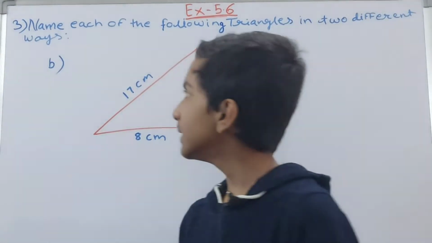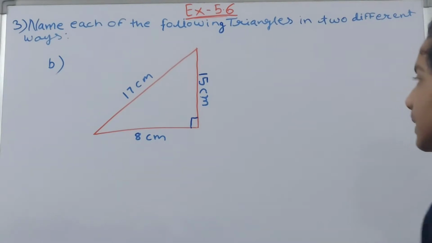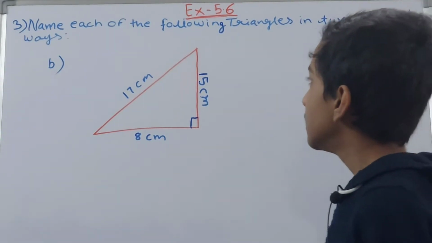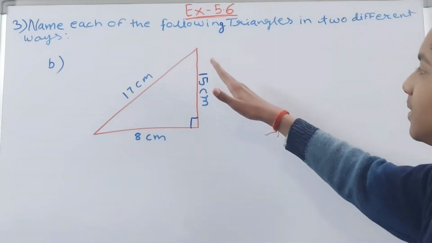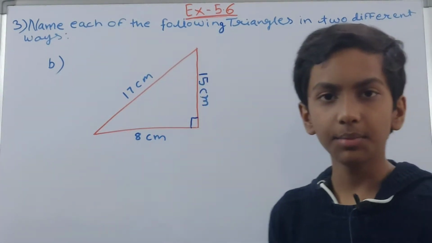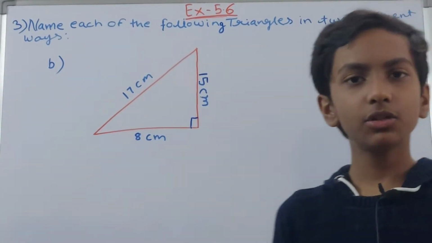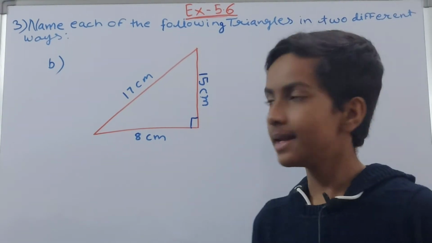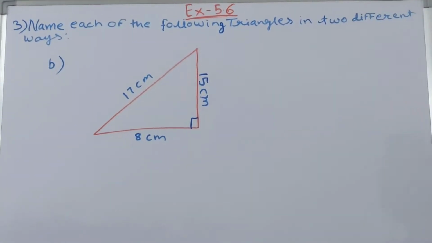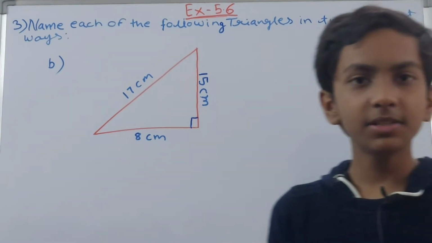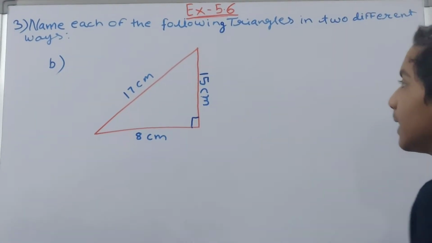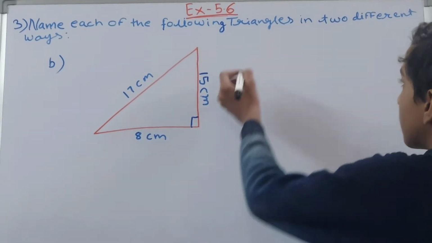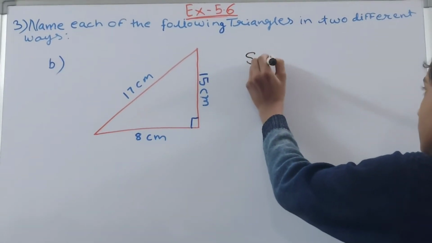Okay, let us come to the next part. Next part is this one. Now in this, if you see the sides first, what can you see? The sides measure 17 centimeters, 15 centimeters, 8 centimeters. So that means the measures of the sides are different, which means the measure of all three sides is unequal. Then in that case, it is a scalene triangle. So you can write over here scalene.